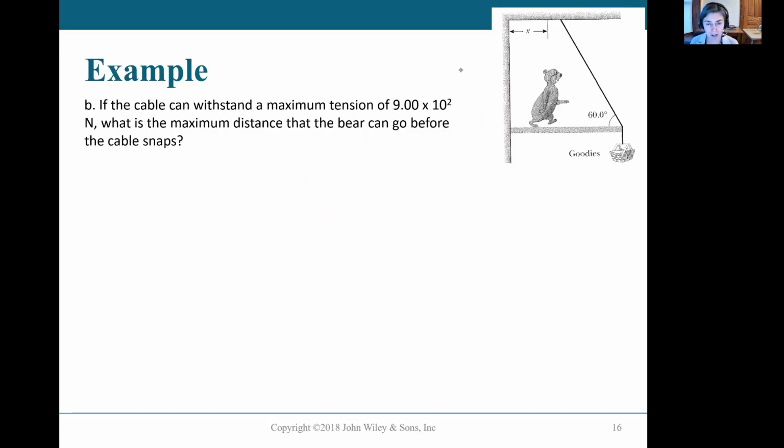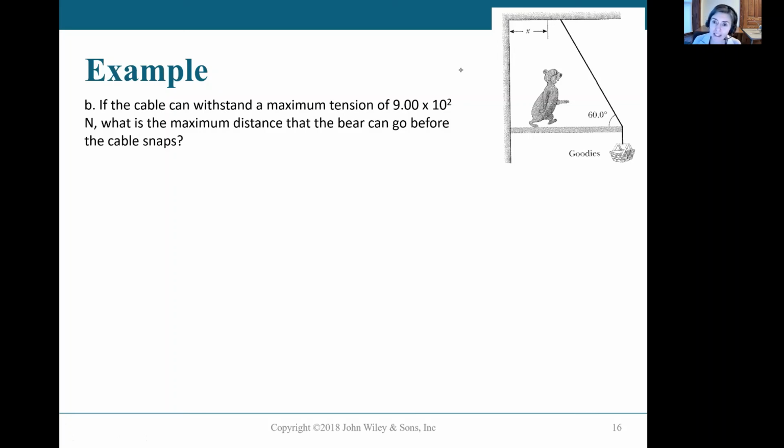There's a part B to the bear problem. It says if the cable can withstand a maximum tension of 900 newtons, and we found that the cable last time only had 343 newtons, what is the maximum distance that the bear can go before the cable snaps? In other words, this will let us find out if the bear gets to the goodies or not. Because if that distance is less than 6 meters, then he didn't get there.